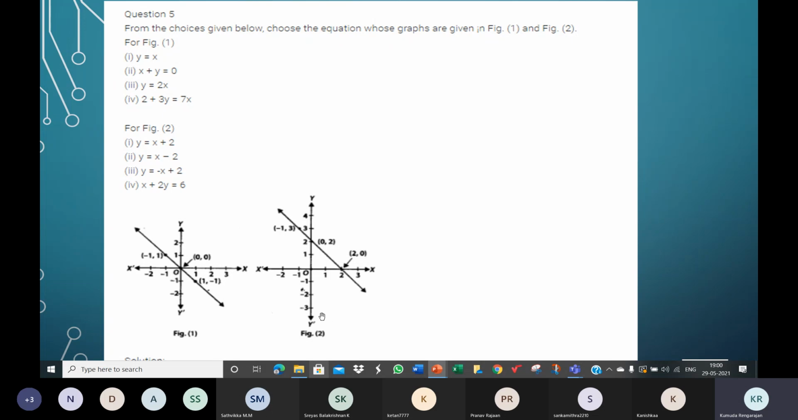We have two figures. Now for each of the figures we have 4 choices. For figure 1 we have 4 choices. For figure 2 again we have 4 choices. From the 4 choices for figure 1, you need to choose the correct equation that can represent this straight line. Again, from these 4 options for figure 2, you need to choose the appropriate equation that can represent the line in figure 2.